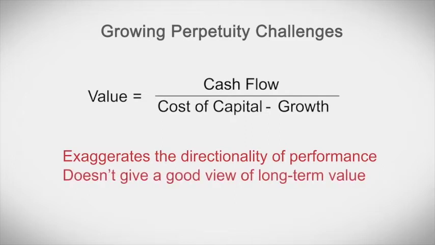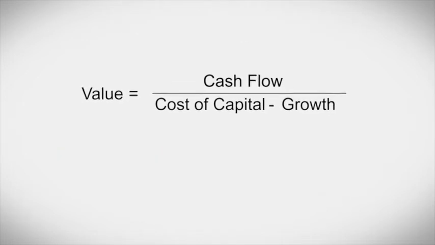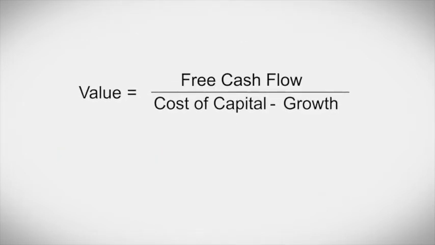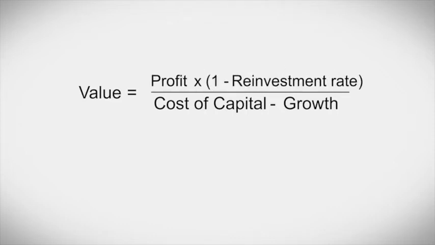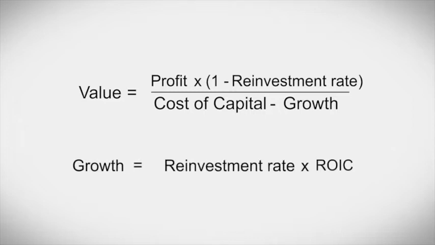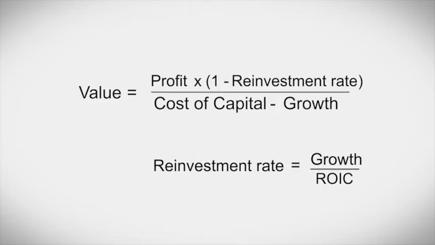So here's what the consulting firm McKinsey did to try and improve upon this. They rearranged the math. They said, look, the cash flow of the business is the free cash flow of the business, which means profit after reinvestment, because this is the amount of cash that can be given to the investors. And second, free cash flow is profit times 1 minus the reinvestment rate. Well, they also note that growth is the reinvestment rate times the return on the invested capital that you achieve, which means the investment rate is the growth over the ROIC.